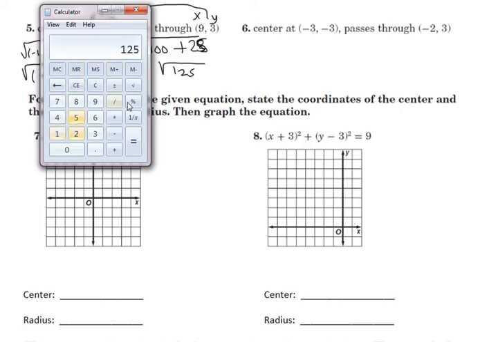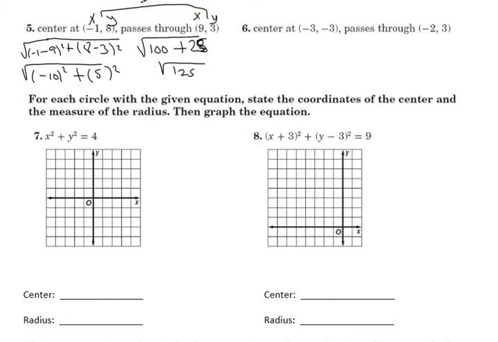which is 11.2. And it's not going to do us any good to use that as a decimal, because when we use the standard equation of a circle, it's going to be the radius squared. So it's going to undo the square root of 125.